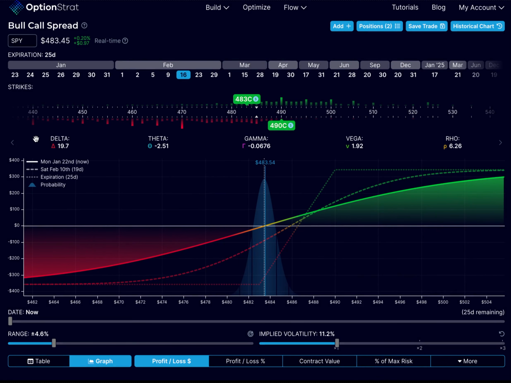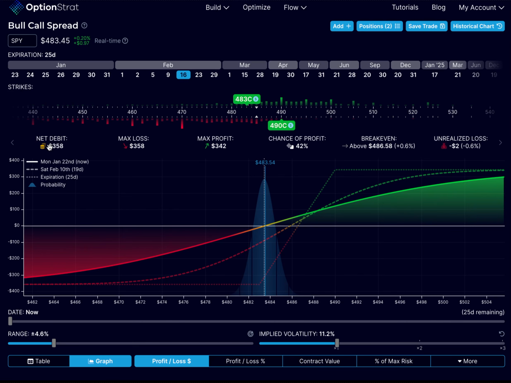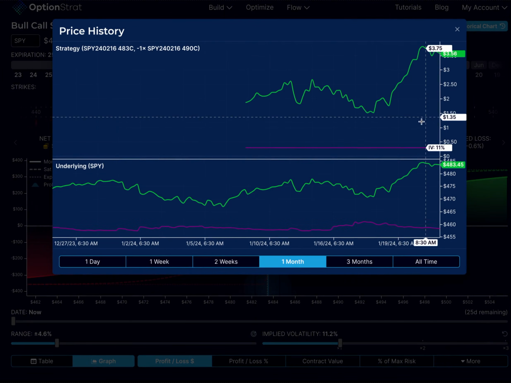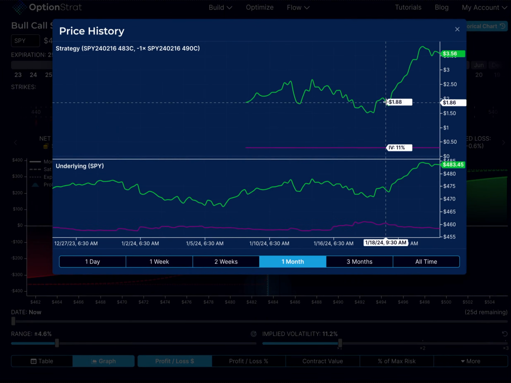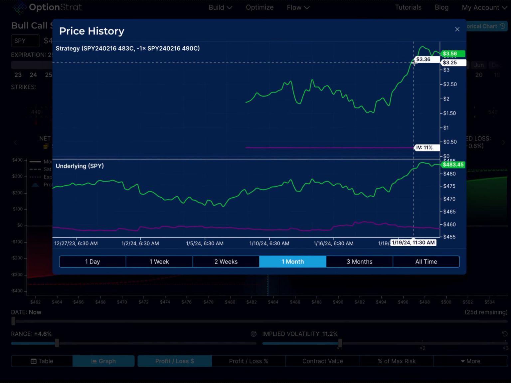And we can see, if we come back here, that my net debit is 358 on this trade. Obviously, I know this is a bullish trade. My break even is much, much closer now at 486. Previously, it was up around 490 and change, somewhere up in that area. Now I can also look at my historical chart again, and we'll see that now it's basically plotting for the spread that I put on, not the individual option, but the spread.